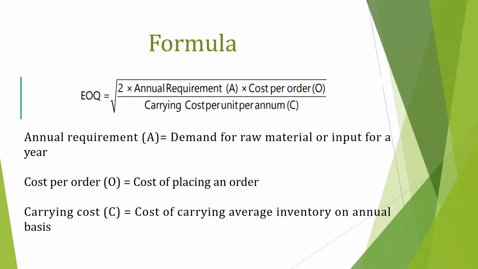Now that we have studied what is EOQ, we look at the formula for calculating EOQ. There are three major components in the formula. First is the cost per order, that is the ordering cost as we discussed in the previous slide. Next is the carrying cost, that is the cost of holding the inventory in the warehouse. And third is the annual requirement, how many units of a product we are going to need in a particular year.